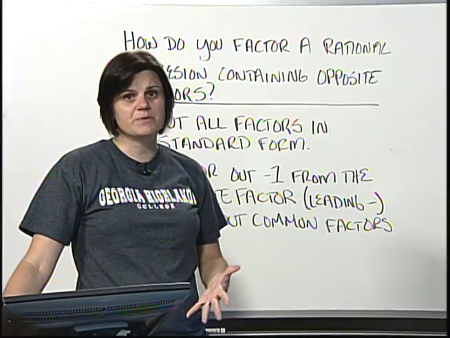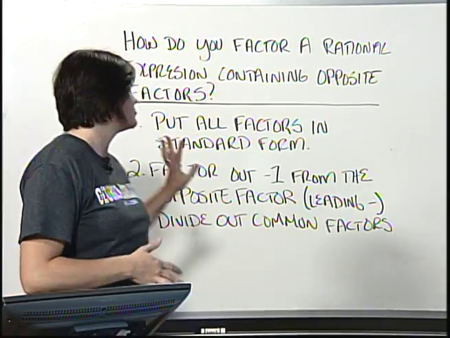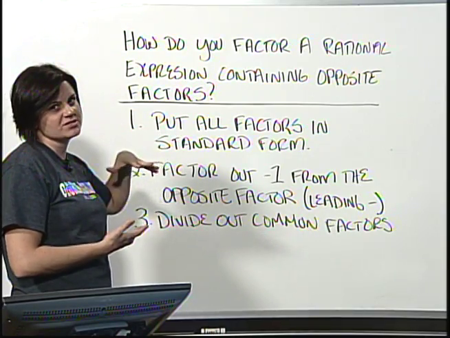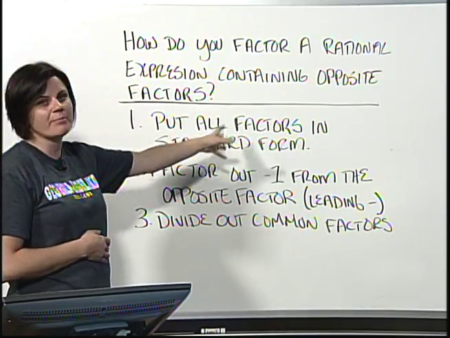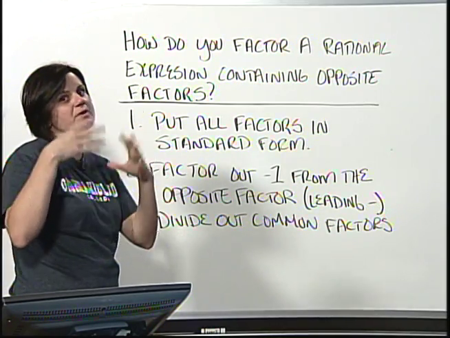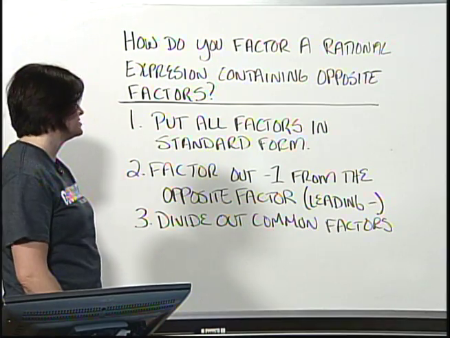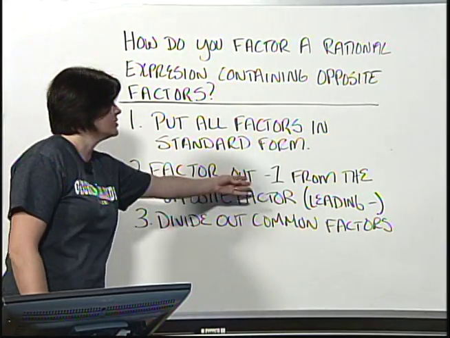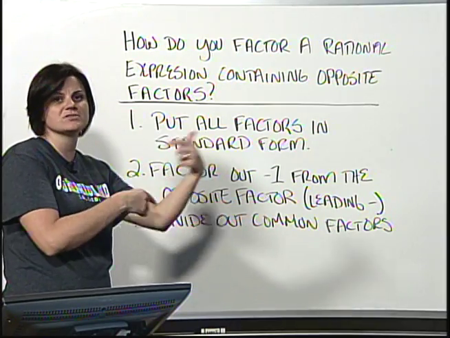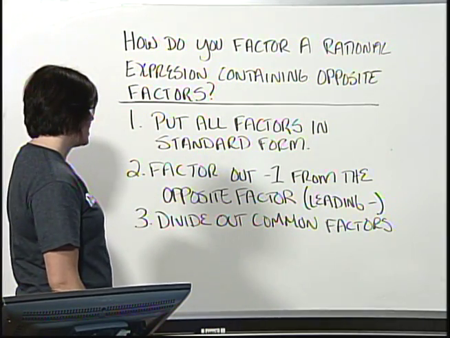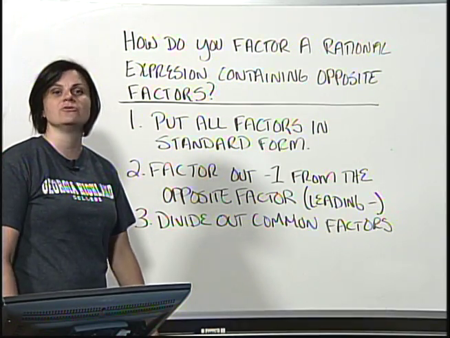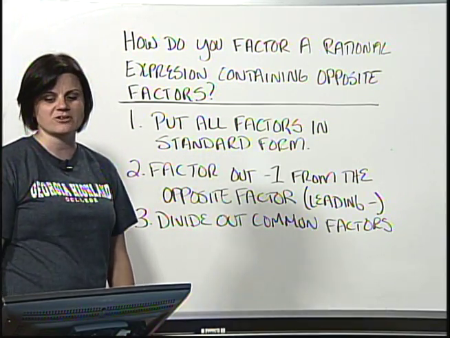So I hope that this has been helpful in helping you understand how to factor these expressions that contain what we call opposite factors, where you've got the same terms but the signs are exactly opposite of each other. And the way to deal with that is to just factor that negative 1 out, because it changes the signs of all the terms behind it. And then finally you'll just simplify like you know how to and divide those common factors out.